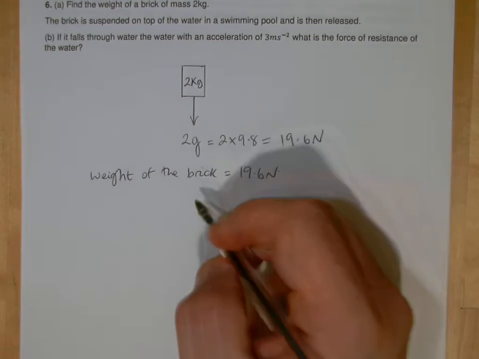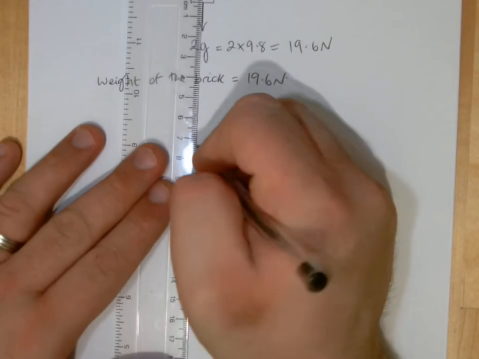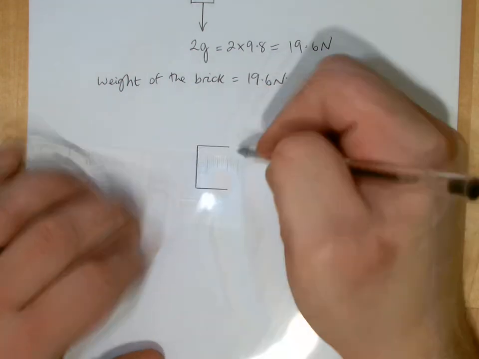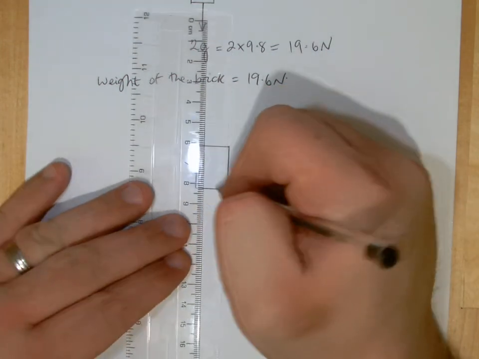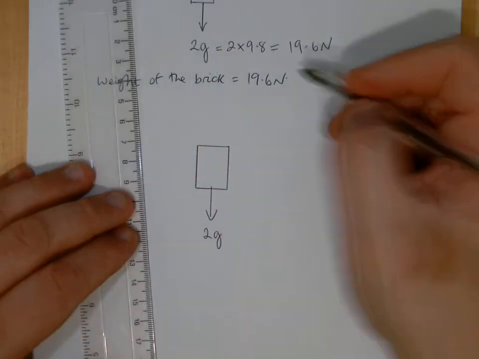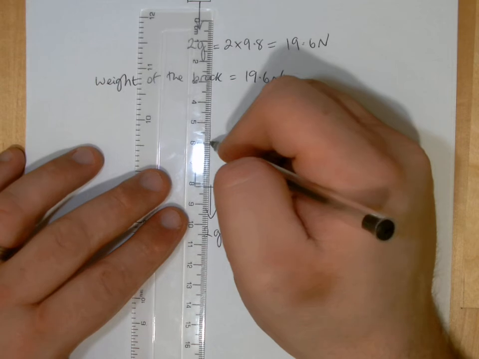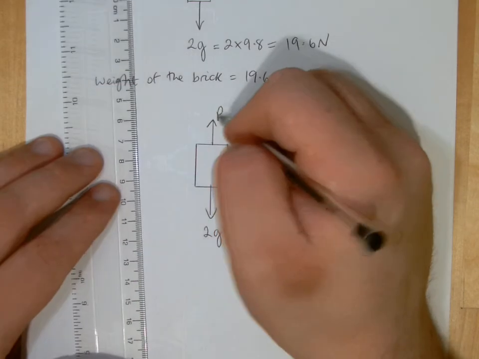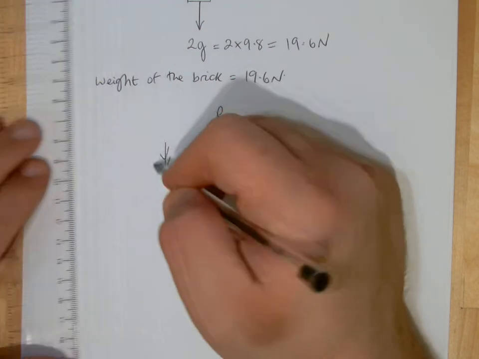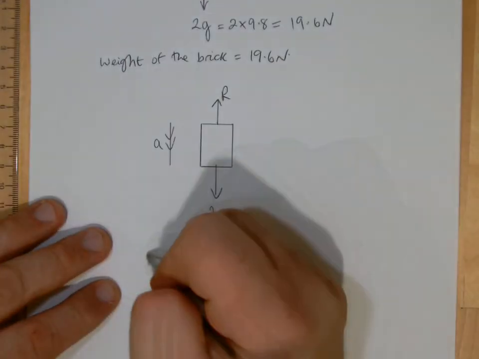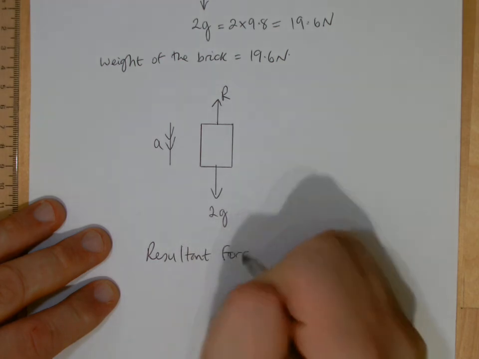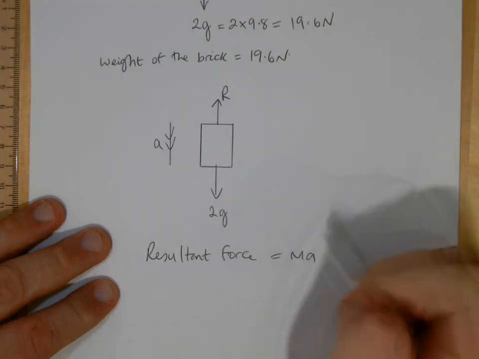So we need to model the brick. We need to look at the brick and think, well, we've got the downward force of its weight, which would be 2g, obviously 19.6, we saw that earlier, but the resistance will be there. So we appreciate it's going downwards, so the direction of acceleration is that way, and then we apply Newton's second law. Resultant force equals mass times acceleration.